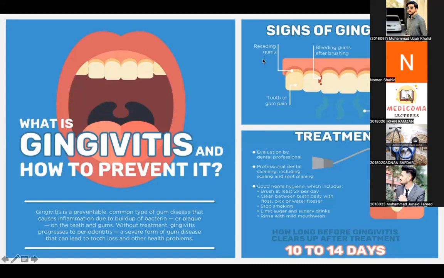Signs of gingivitis: we will have receding gums, exposing the teeth. Bleeding gums after brushing, easy bleeding. Red and puffy gums, not pale and pink normally. Red and puffy, swollen, bad breath, tooth or gum pain. Teeth treatment: we have professional evaluation and cleaning, scaling and root planing, and then we have some preventive measures: brush, floss, stop smoking, limit sugary drinks, rinse your mouth.